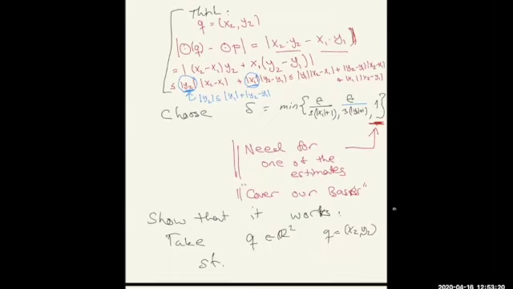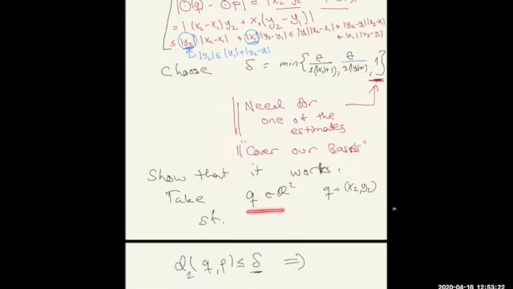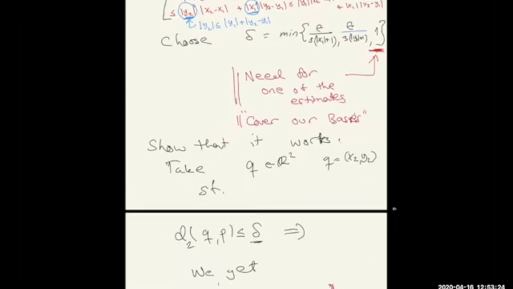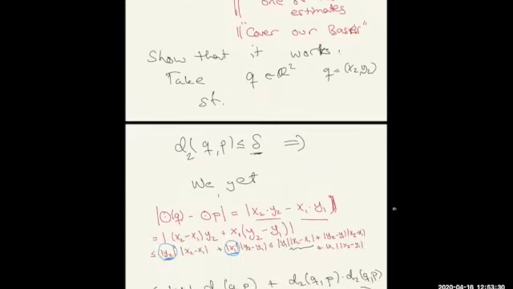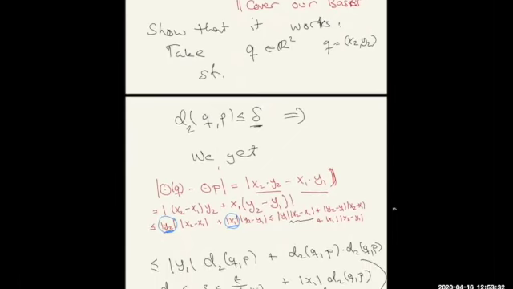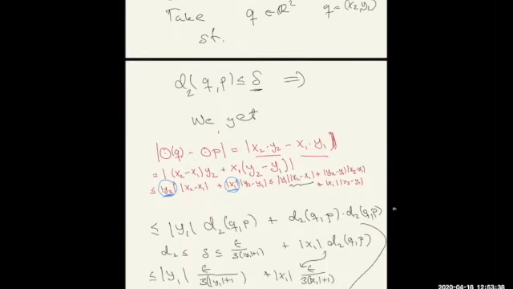Okay, then we show that it works. So we take a Q now as an arbitrary point, and we assume that it's close enough, distance less than delta, with the choice that we just made. Now the calculation is exactly the same as before, so I just copy it from above. And what we get, okay, this distance here is less than y1 times the distance.